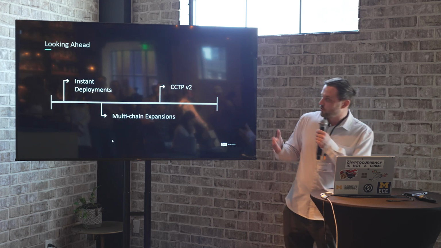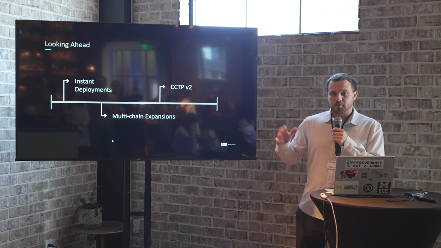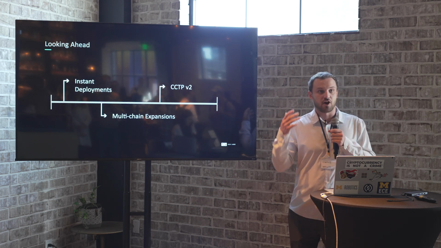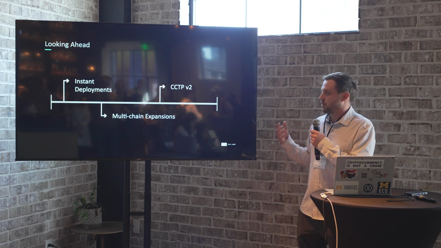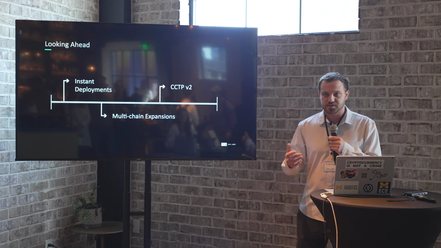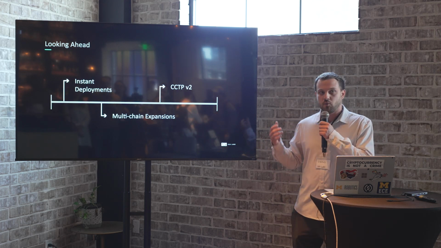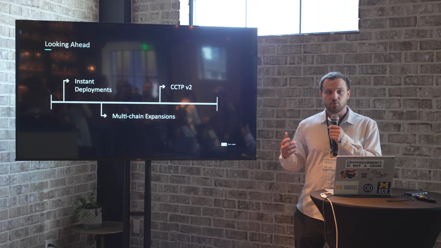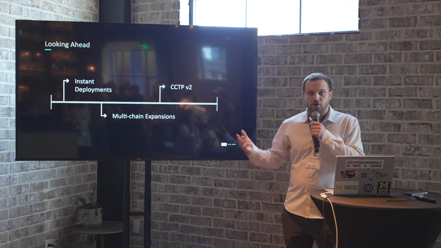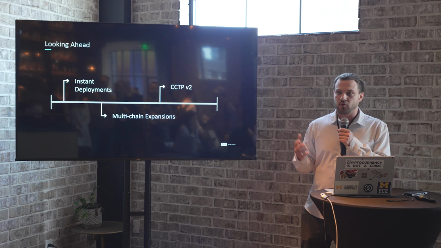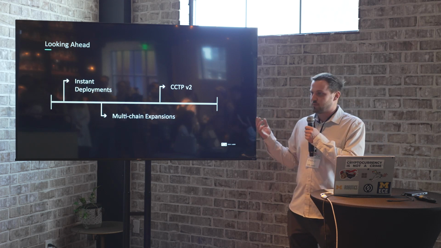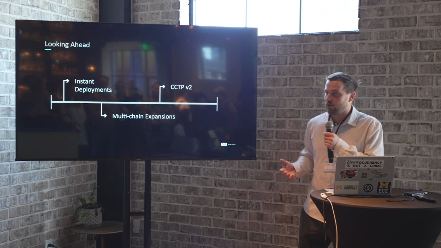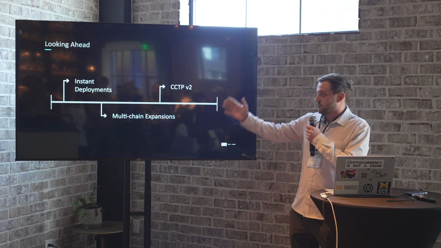All right, so looking ahead, what we are looking to build is instant deployments for all of the new L1s that are being launched. This is connecting with RAS providers. This is connecting with documentation, where if somebody wants USDC on their L1 on day one, we can make this happen. Next, multi-chain expansions. Why stop in only one chain? Why stop in only maybe the CCTP chains? Why not go to non-EVM? We can do that now, and that's in the roadmap going ahead.